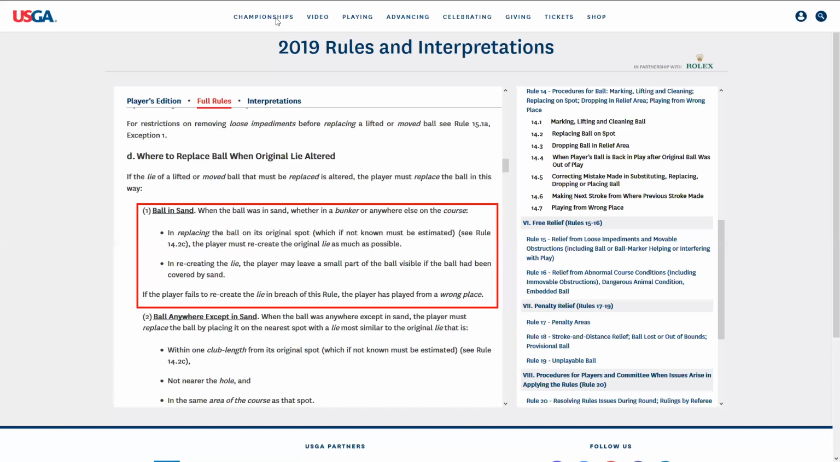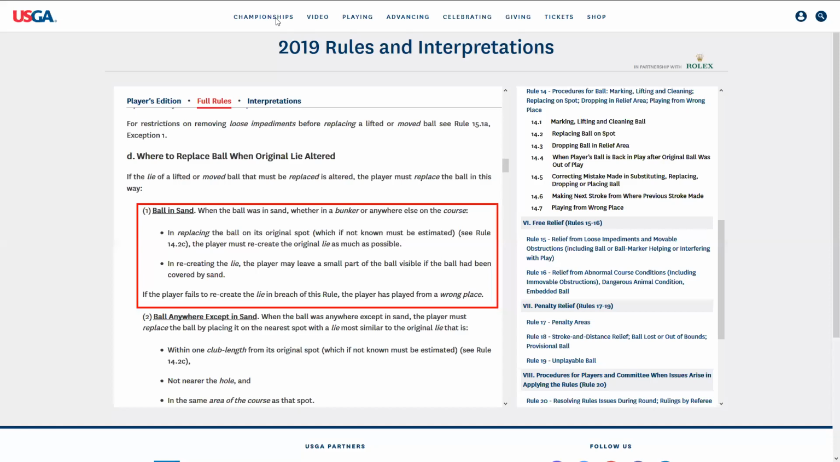So let's take a couple examples of that. You hit your ball into a bunker, a fellow competitor hits it into the bunker, and his is two inches behind your ball. So what are you going to have to do? You're going to have to mark your ball. The other player then plays his shot and presumably destroys the lie, and now, since the ball is in sand, you have to recreate the lie.